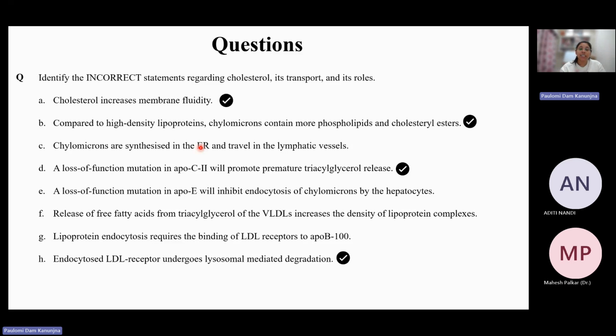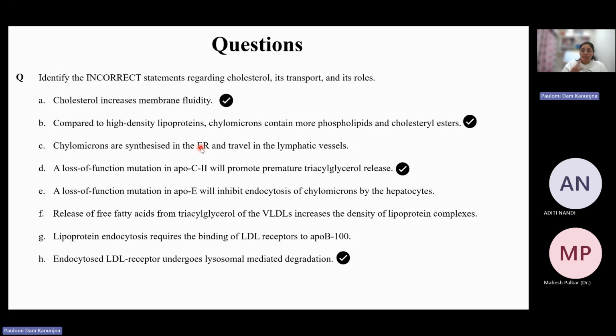So cholesterol increases membrane fluidity. That's an incorrect statement. Basically, cholesterol has two roles. That's why I wanted this. This is important. At higher temperature, it decreases membrane fluidity by restraining the phospholipid movement. At lower temperature, it prevents solidification, so that time it increases membrane fluidity. So just saying it increases membrane fluidity is basically an incorrect statement. It has to be specified with the temperature as well.